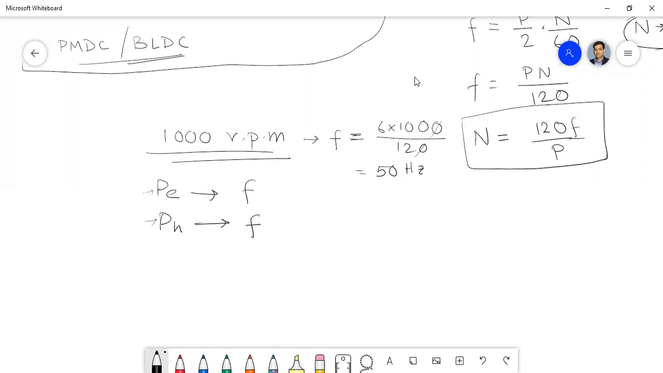But the problem is with the pole shoes. As you have seen, if this pole is like this, it is extended at the end, which is called the pole shoe. So this is the yoke portion, this is called the pole body or pole core, and this is called the pole shoe.